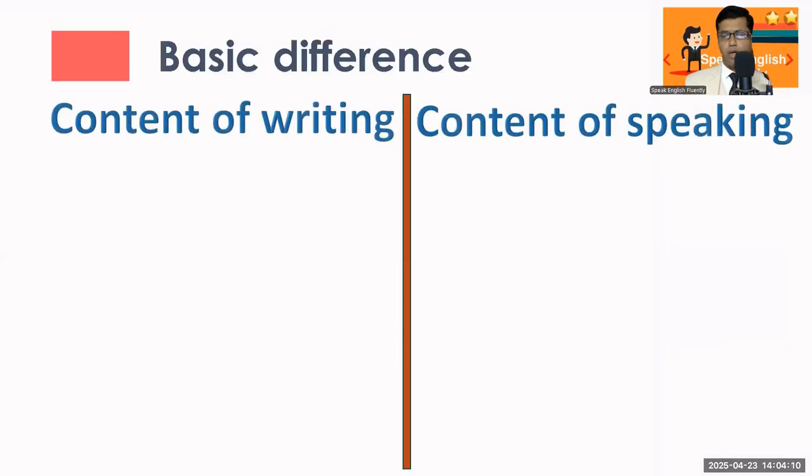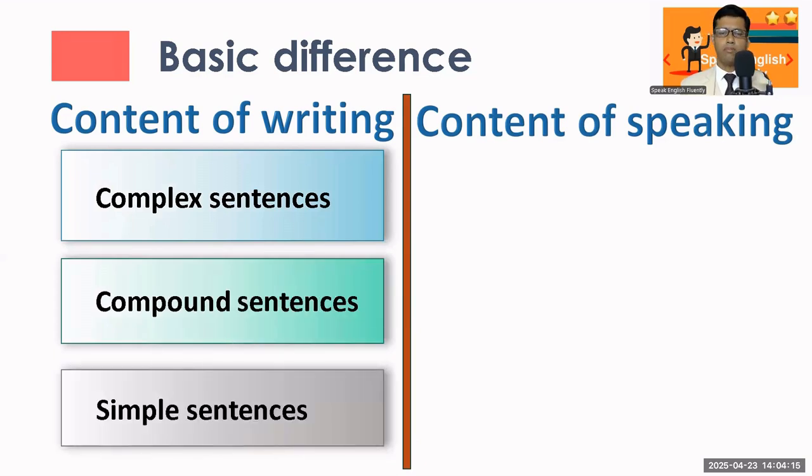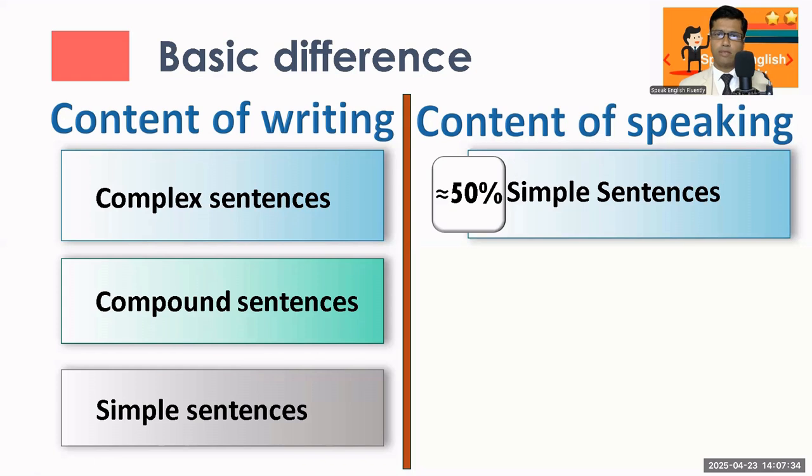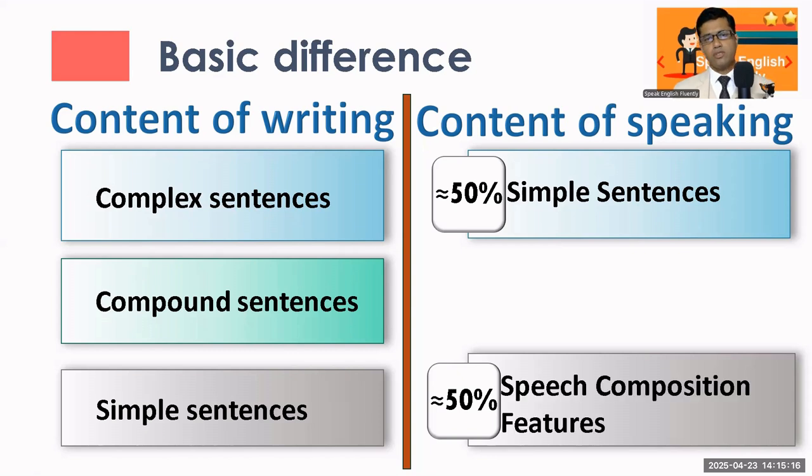Third difference is between the content of writing and the content of speaking. Writing is made up of complex, compound, and simple sentences. That's it. But your speech contains approximately 50% short, simple sentences and very few complex and compound sentences. Then what is the rest of the 50% of speech made up of? The rest of the 50% is made up of speech composition features.